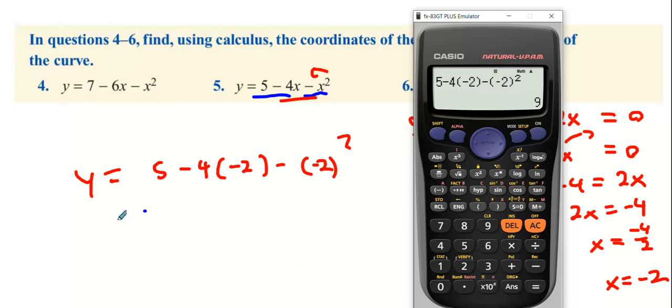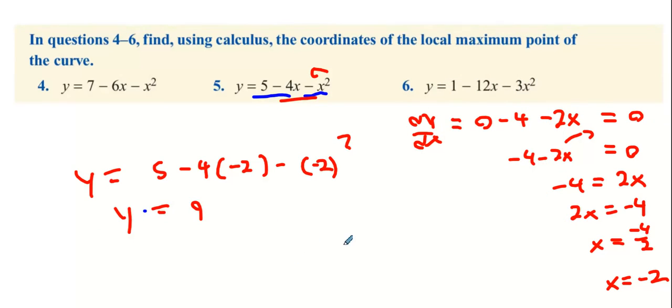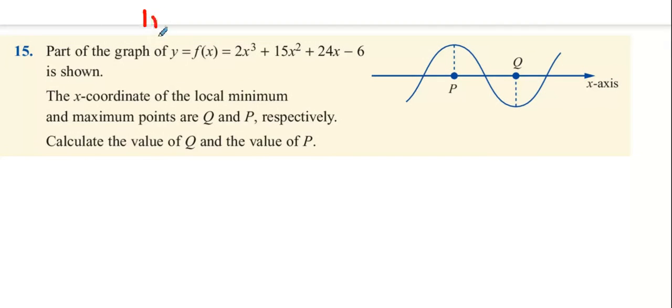And we get 9. So this has a maximum point, because it's an n-shaped curve, it's a max, not a min, of minus 2, 9. Okay, guys. I'm going to move on to the next question, which is 15. So we got 1, 2, 5, and now 15.